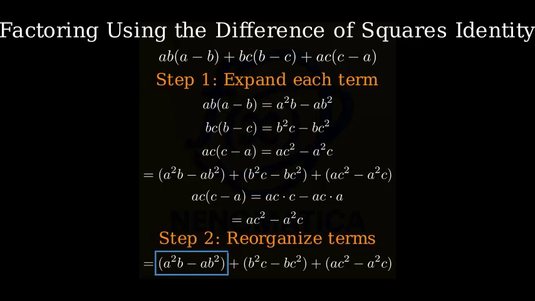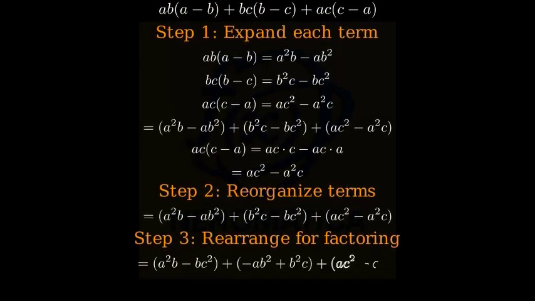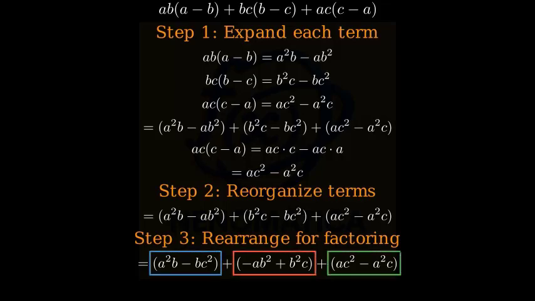We'll write it as a squared b minus ab squared plus b squared c minus bc squared plus ac squared minus a squared c. Let's rearrange these terms for better factoring. Let's now rearrange the middle term by swapping the order. We get a squared b minus bc squared minus ab squared plus b squared c plus ac squared minus a squared c.